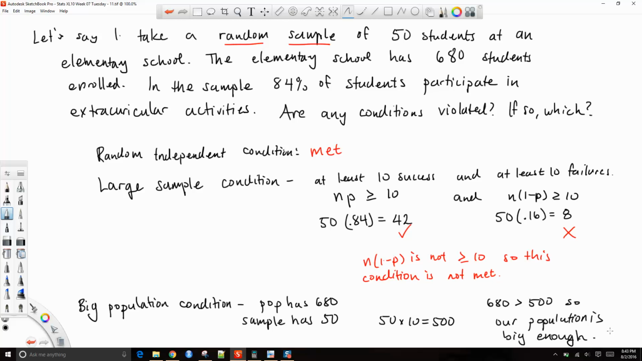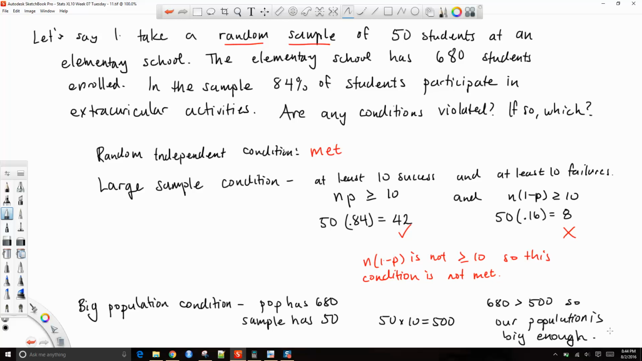So we want to be able to go through a problem and make sure that the conditions are met. So you can expect to see a few questions like this on next week's quiz, where I'll list off a scenario and I'll say, are any of the conditions violated? And if so, identify which condition is violated.